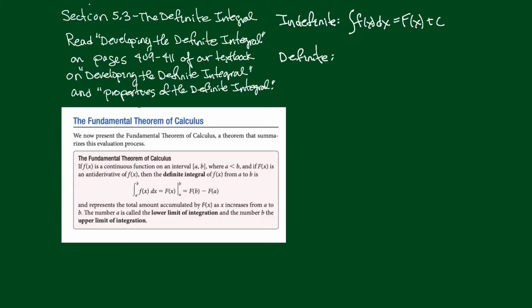Now a definite integral is going to be this. It's going to be the integral from a lower limit of a to an upper limit of b of f of x dx. And the way we're going to get this, by the fundamental theorem, we're actually going to get a value. We're going to take the antiderivative evaluated at b, subtract the antiderivative evaluated at a.